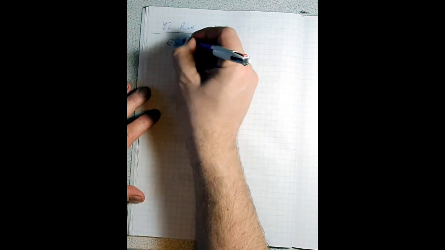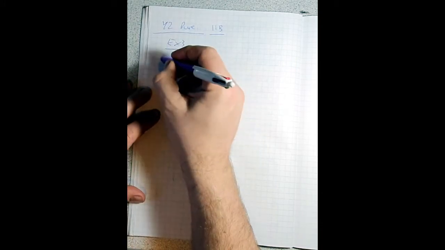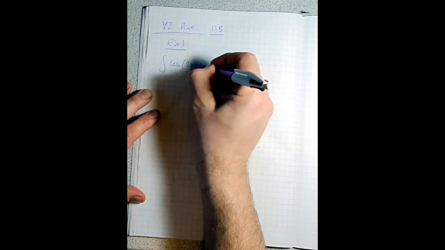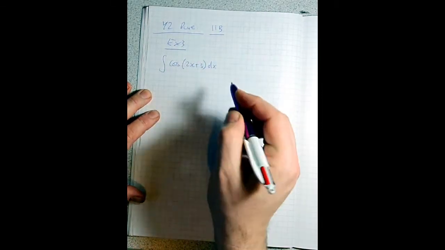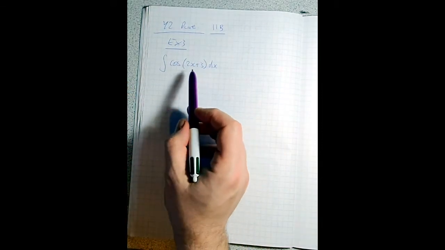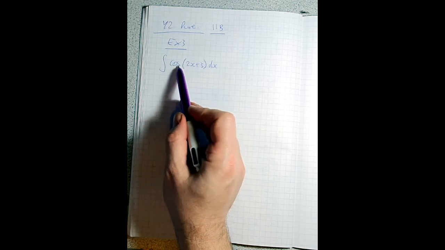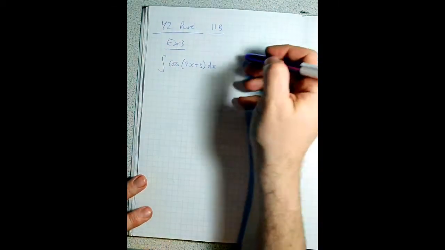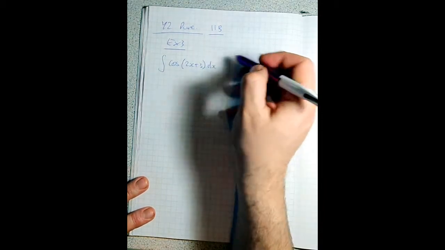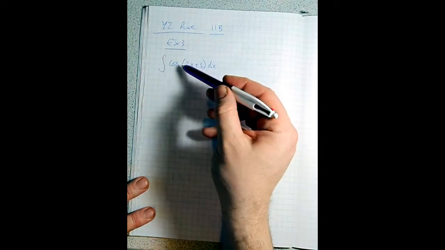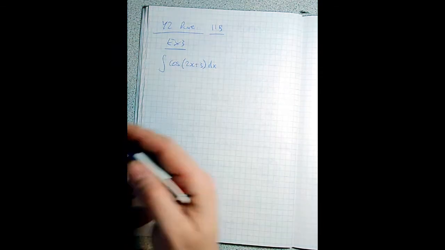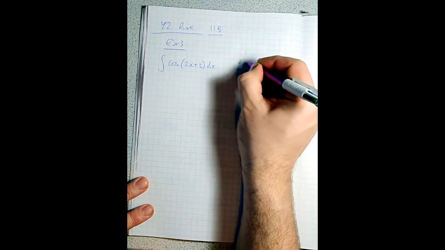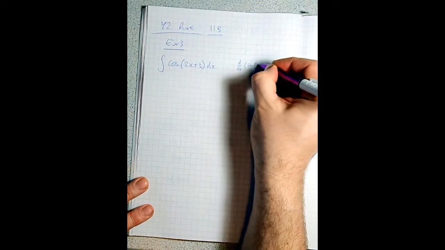Let's go straight in to example 3. So I want to integrate cos of 2x add 3. Now what I need to be saying is what differentiates to give cos of 2x plus 3. So I'm going to try to differentiate something to get cos of 2x plus 3. Well, I know that sine differentiates to cos, so I'm going to attempt differentiating sine of 2x plus 3.